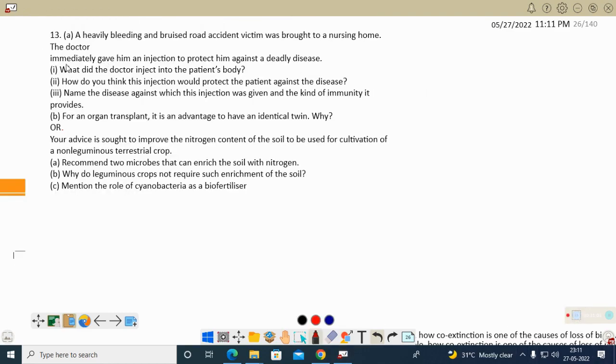Next question, it is a 5-mark question. It is an application level question. We will see that. It is with the choice. A heavily bleeding and bruised road accident victim was brought to a nursing home.